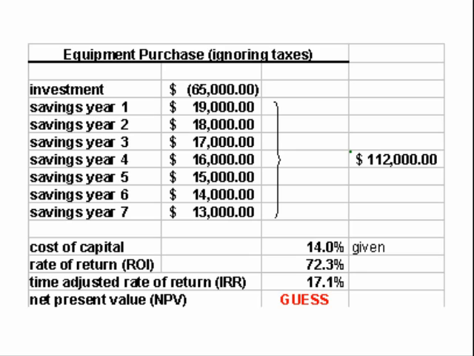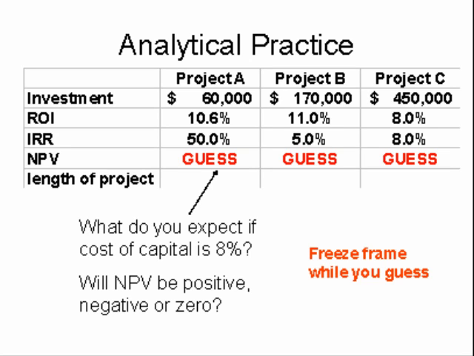Okay, 72% project return, nice. 17.7% annualized return, looking pretty good. Will net present value be positive? It will, because you're earning more than your cost of capital or your minimum return, and so you get a positive net present value. All right, let's move away from Excel and let's go analytical.